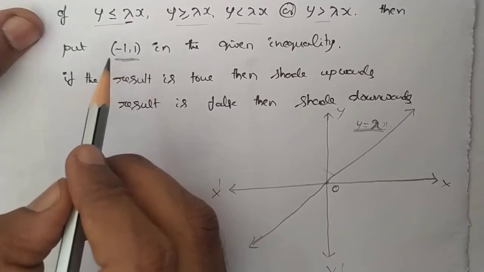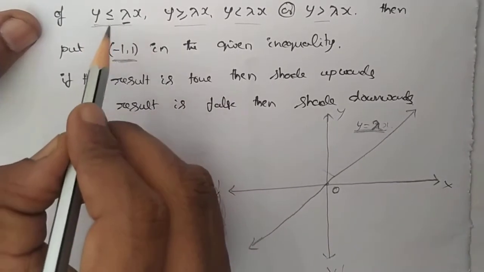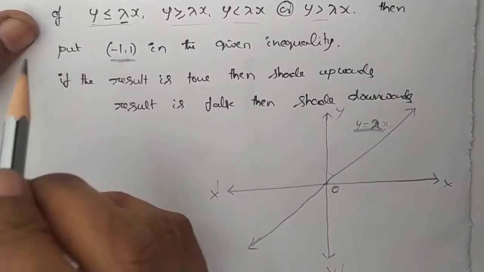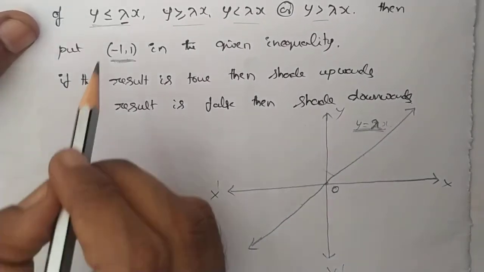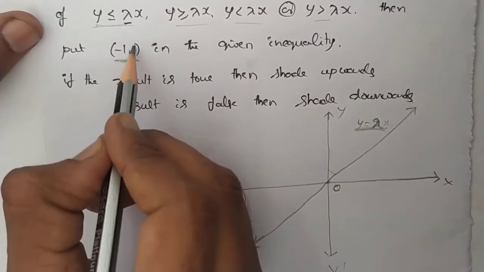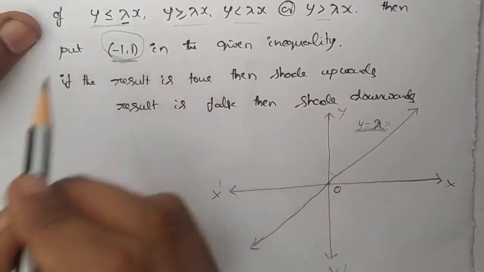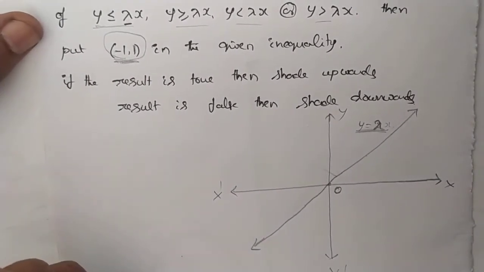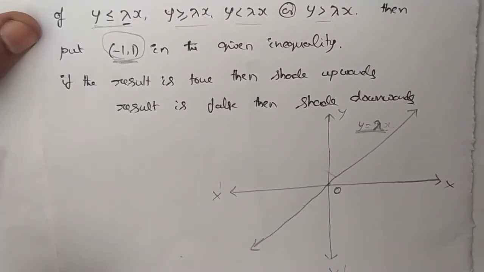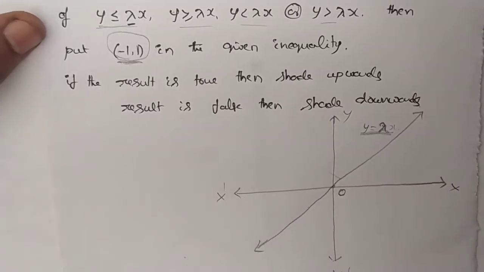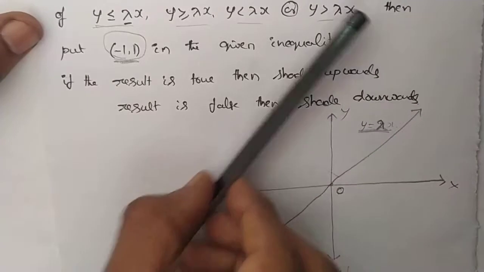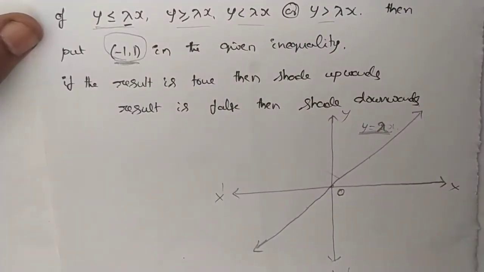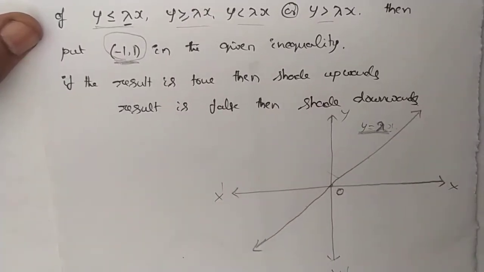Whatever the inequality, if it is given in the form of y less than, y greater than, like that, you have to remember this point, minus 1 comma 1. You have to substitute this point in the given inequality. If the inequality gives true, then we shade upwards like this. If the inequality is false, then we shade downwards like this. Do you understand?